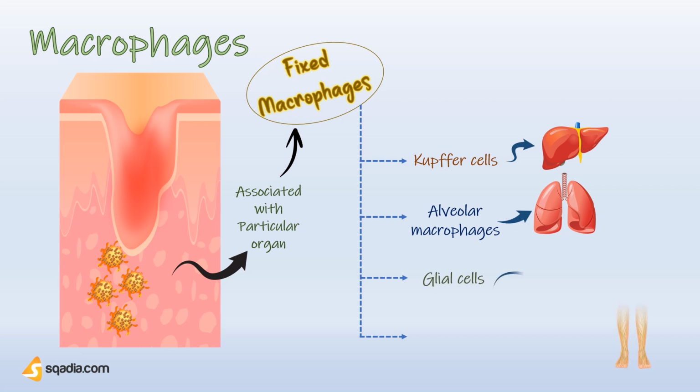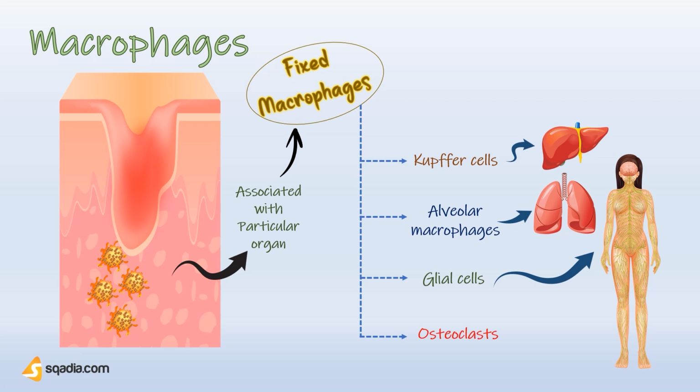Glial cells are long-lived macrophages resident in the nervous system. They are involved in clearing dead neuronal cells. Osteoclasts are the most specialized macrophages of bone that participate in regulating calcium metabolism.